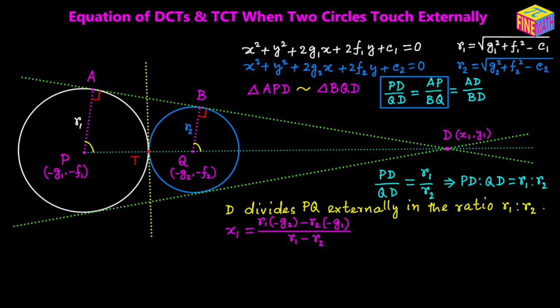The x coordinate will be like this, and if we simplify that it can be written like this. So here I am using the section formula for external division. I have already created a separate video on this topic. I have shared the link in the description. Feel free to watch that video.